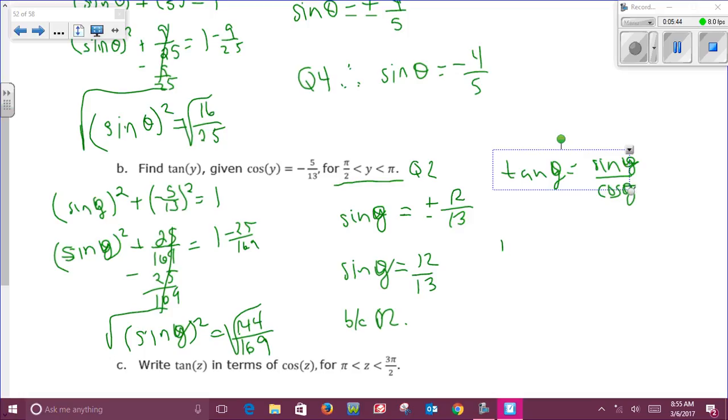So the sine is 12 over 13. And the cosine, they told us, was negative 5 over 13. This gives me a complex fraction, and to get rid of it, I multiply by the common denominator, which happens to be 13 in both cases. So the tangent is going to be negative 12 over 5.